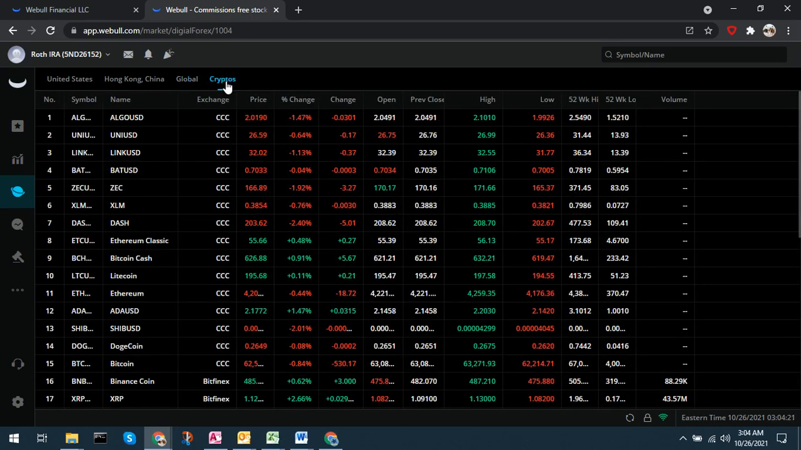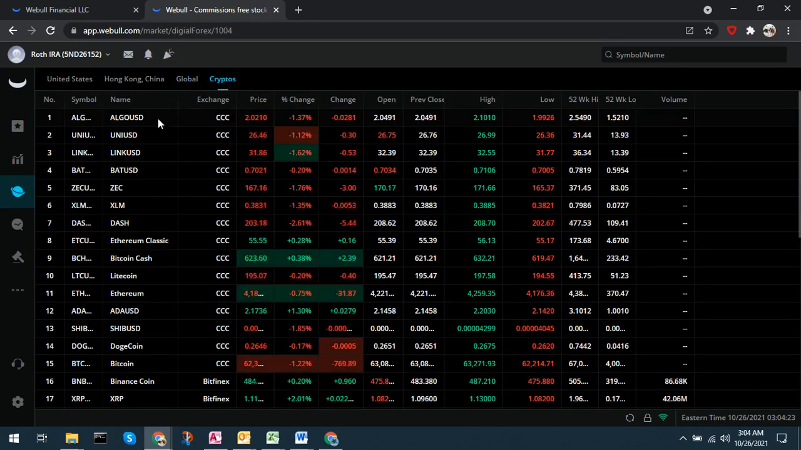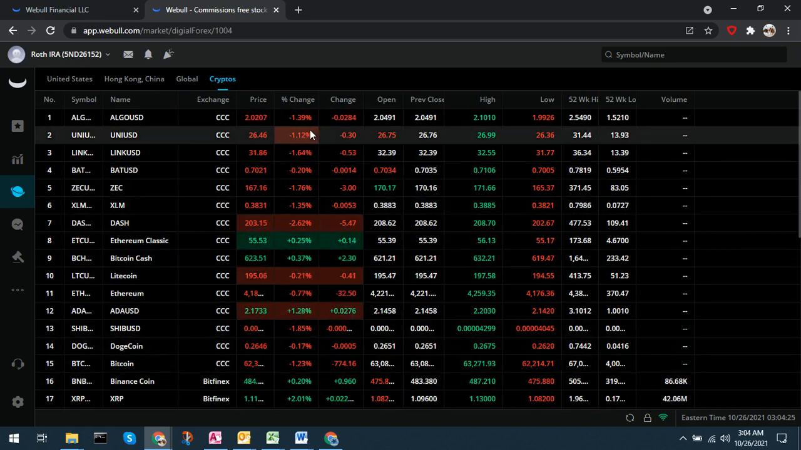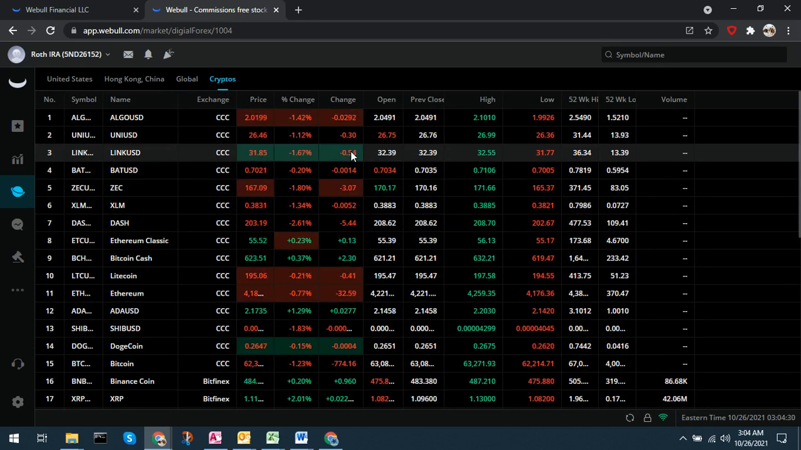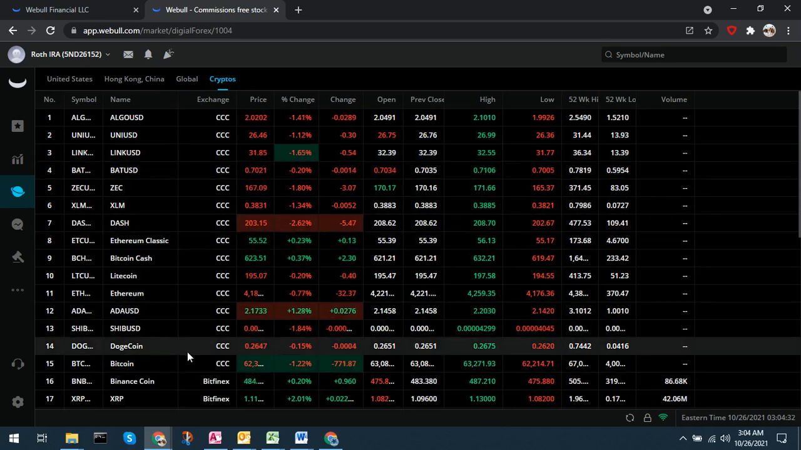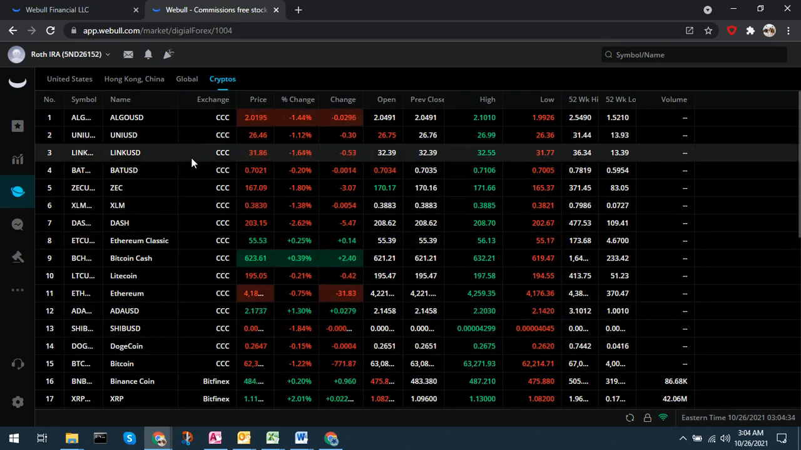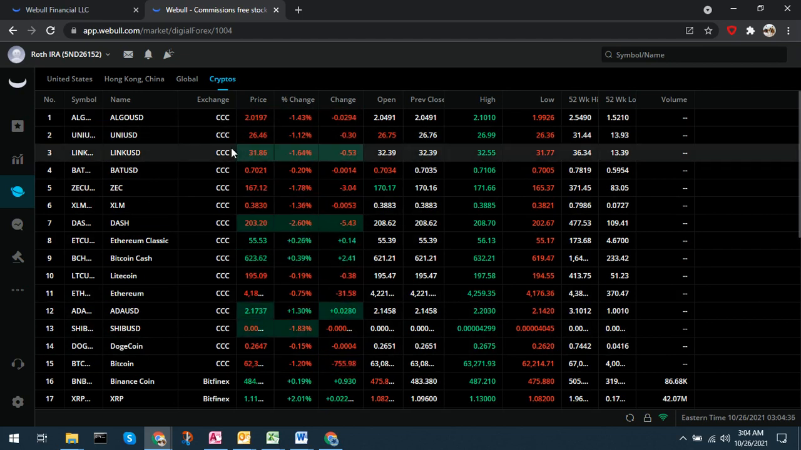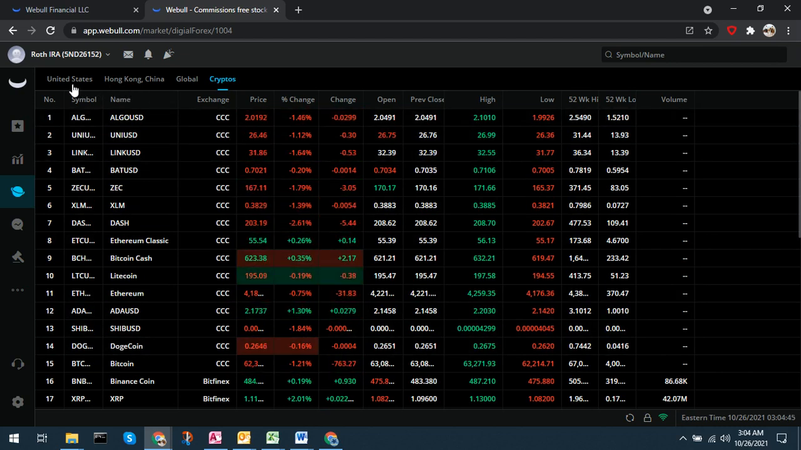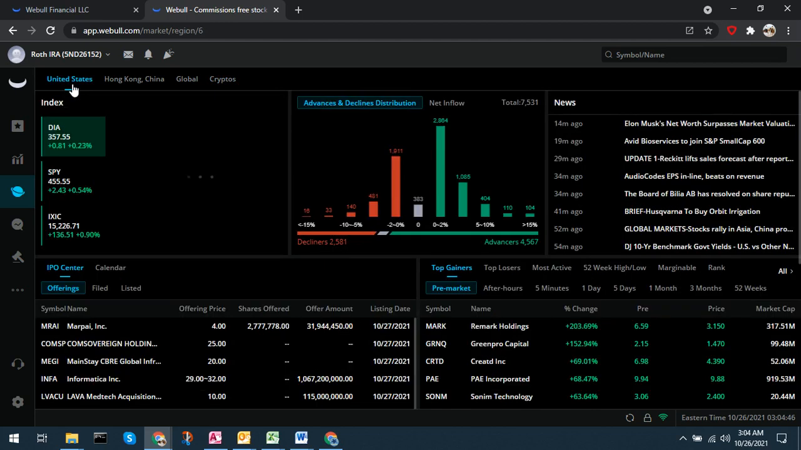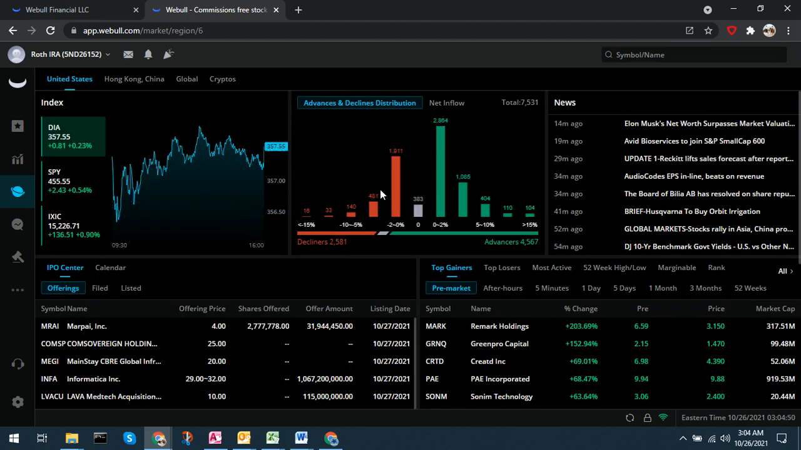You can also see all the cryptos. So if you're a crypto trader and you want to keep track of all the crypto coins and trade them from here, you can see all the activity that's going on in all the different crypto coins. So again, very easy to get to from the Markets tab in Webull. And now we'll look at some of the other panes.